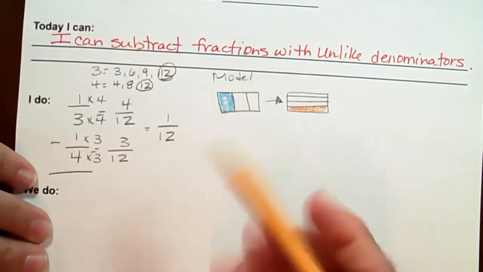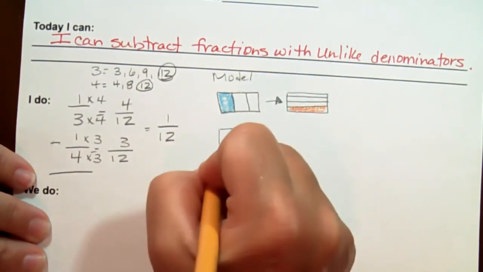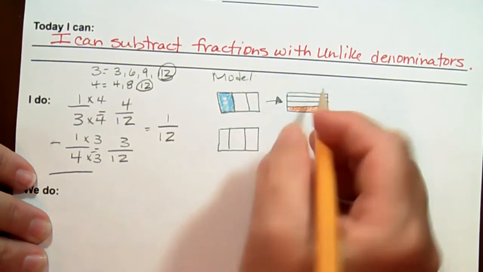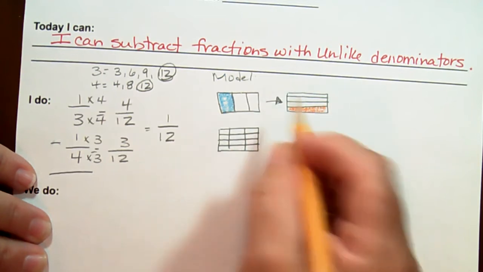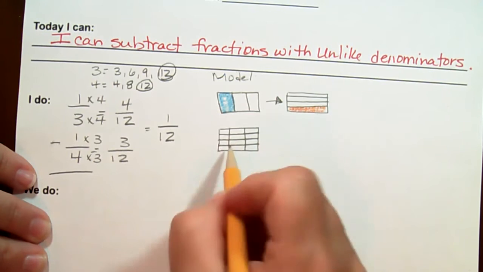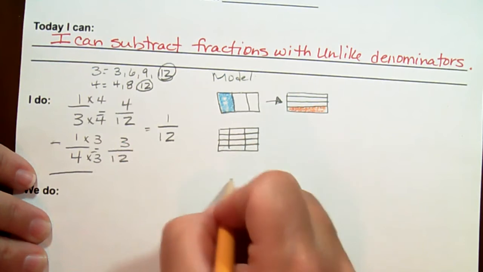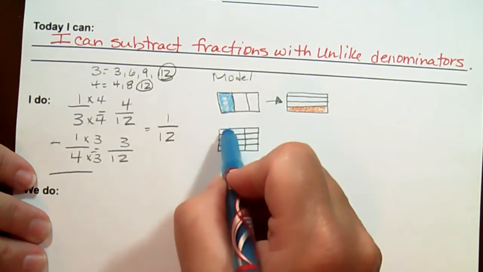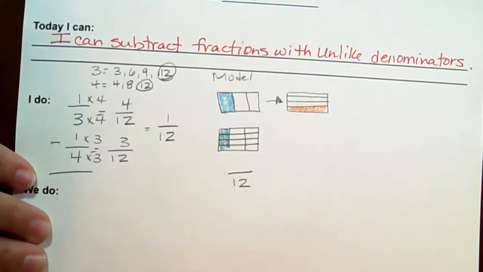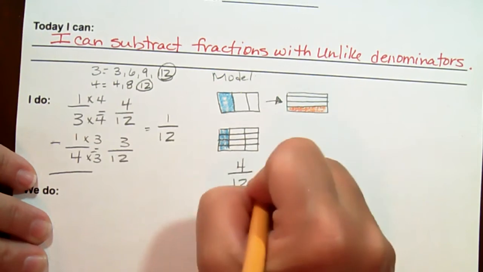So down below there, I'm going to combine the 2 boxes. So here I've got 3 lines, and then I'm going to go here and I'm going to do 4. So how many boxes altogether is this? 1, 2, 3, 4, 5, 6, 7, 8, 9, 10, 11, 12. So that gives me 12. And I'm going to color the same thing here as I did up here. And how many boxes did I color? 1, 2, 3, 4.